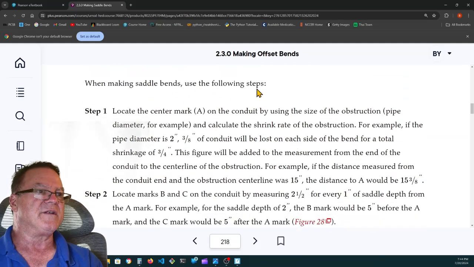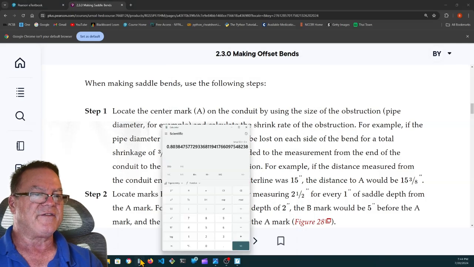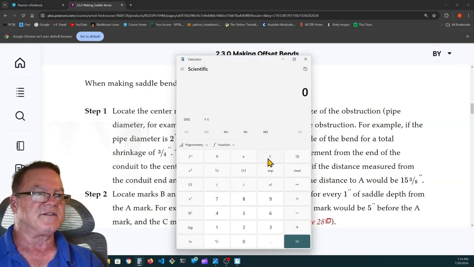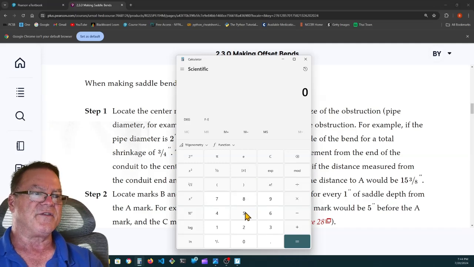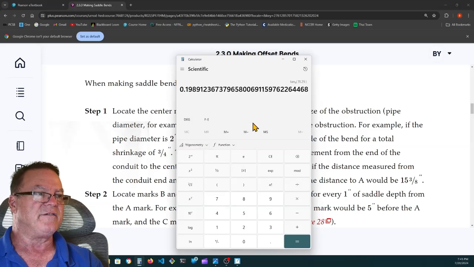When making saddle bends, use the following steps. Locate the center mark A on the conduit by using the size of the obstruction and calculate the shrink. Again, the shrink is going to be tangent of half theta. It's just coincidentally the same. I would have said a 3 inch. So 22.5 is theta. We'll divide that by 2 and get 11.25. We'll take tangent of 11.25, and that's our shrink, 0.1989.